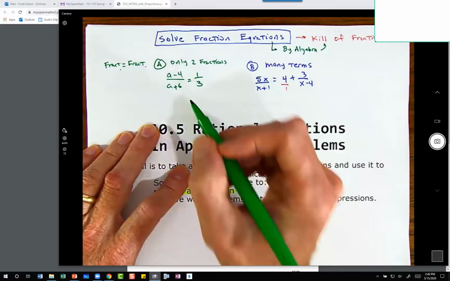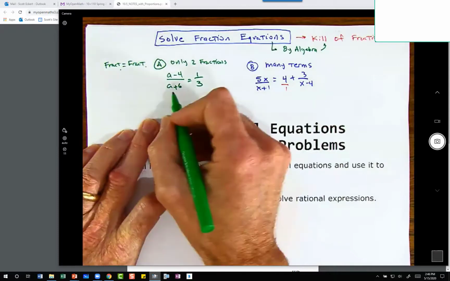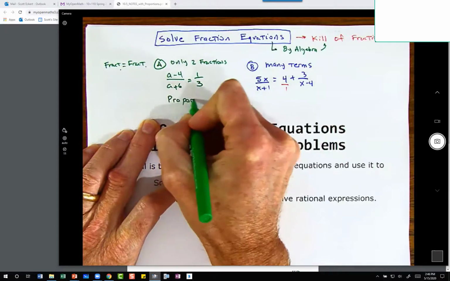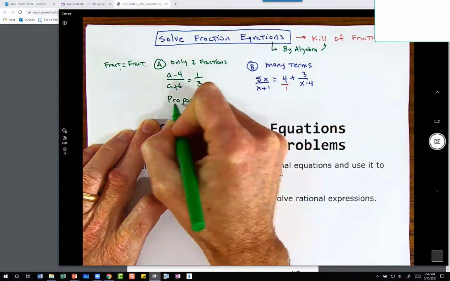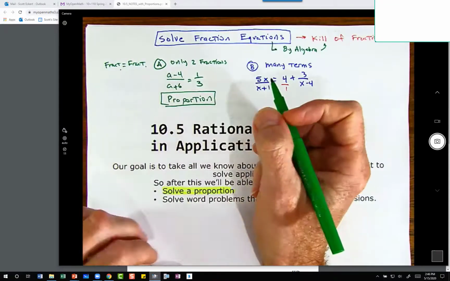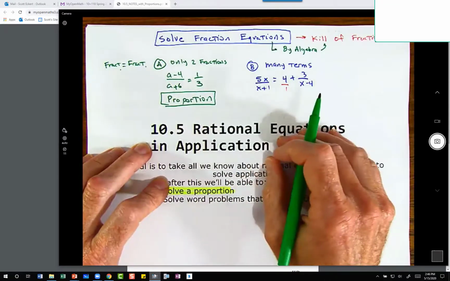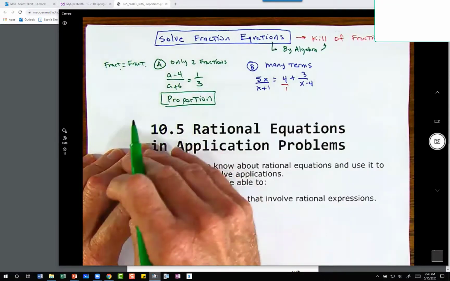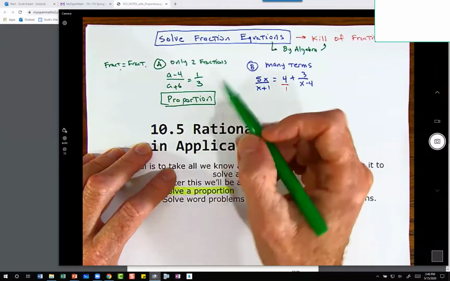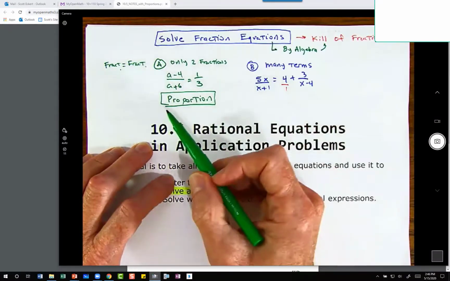So the green one is a fraction equation with a special name. We call this type of equation a proportion. You've probably heard that word used in different contexts where we say, oh, this is proportional to that. And whenever you have something proportional to something, it's going to be one of these fraction equations. But it's a simple fraction. It's 1 fraction on one side, 1 on the other.